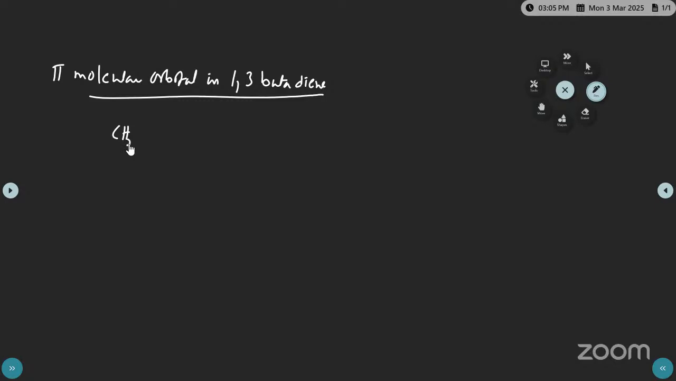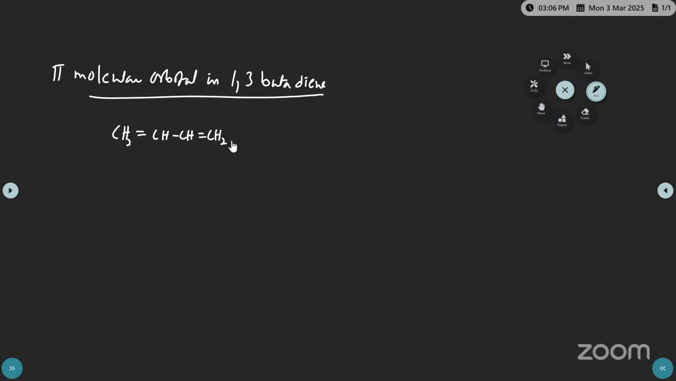Buta means how many carbons? 4. Diene means how many double bonds? 2. They are arranged alternately: CH2 double bond CH, 1,3. So this is 1,3 butadiene. How many pi bonds are there? Two pi bonds are there, one pi bond here and another pi bond here, right?